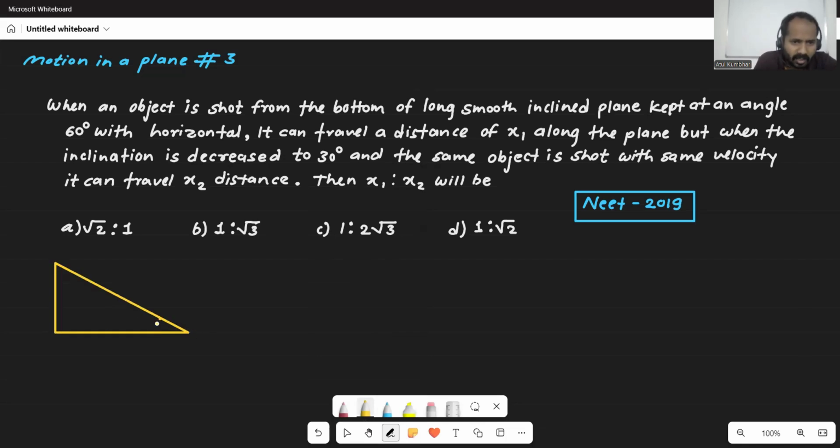So it has an angle of inclination 60 degree with the horizontal. Now one ball is thrown along the inclination with some velocity, let's say u. Now it covers some distance, let's say this much. And as already given, that distance is x1.